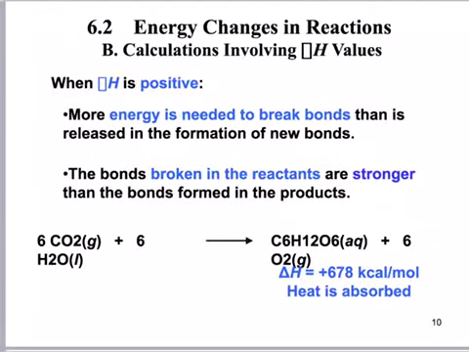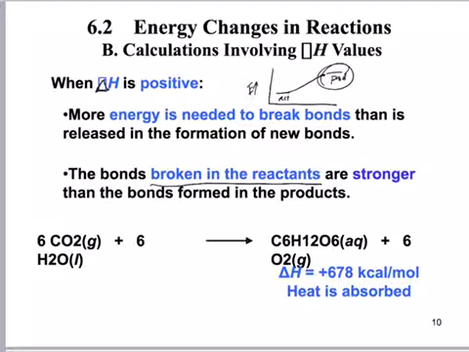When delta H is positive, okay, then more energy is needed to break the bonds than is released in the formation. So our diagram might look something like this. Energy going up. Our reactants are lower in energy than our products. Okay? Energy is going up. That means that the broken bonds in the reactants are stronger than the product bonds because the product bonds are higher in energy. Okay? The higher your energy, the least stable you are.